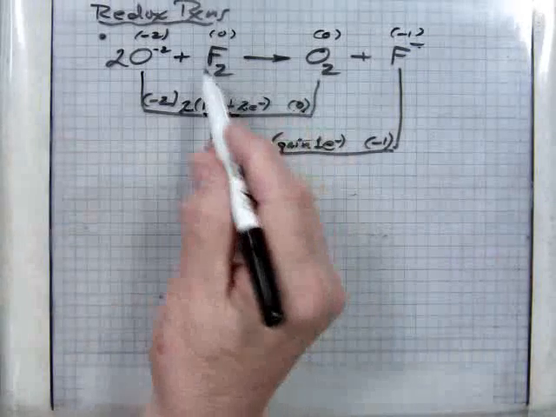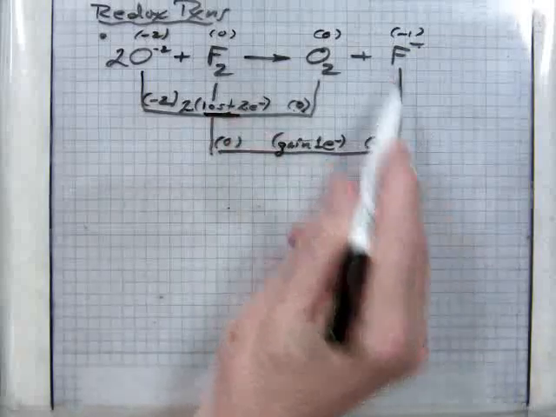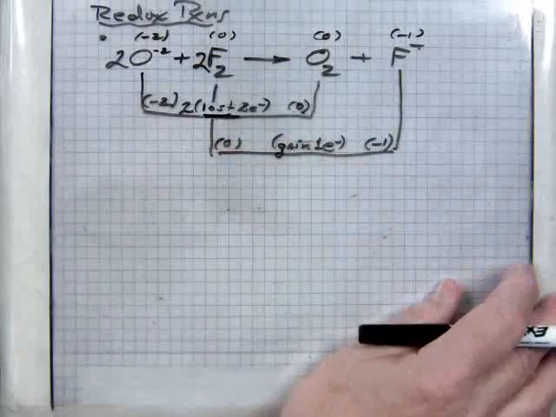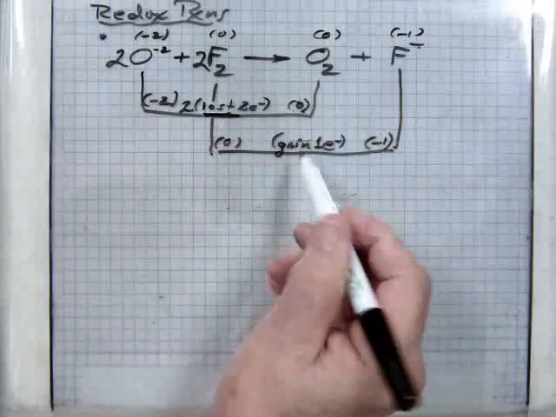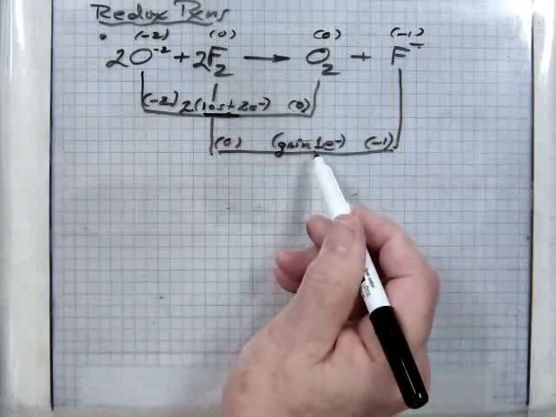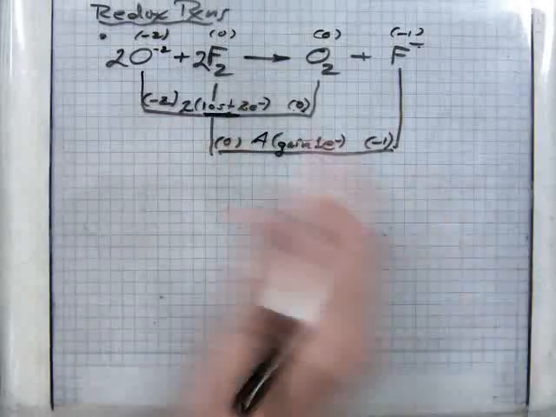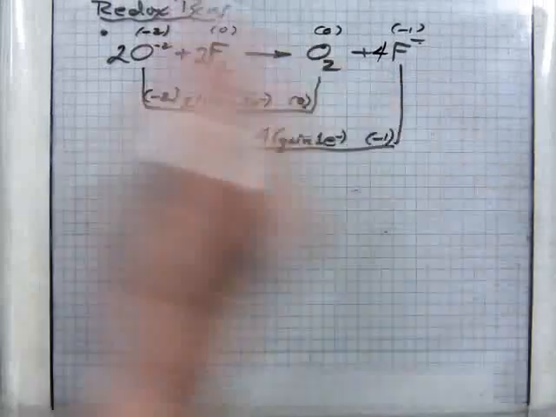So now we look at fluoride. One fluoride will gain an electron, but I have to have 2 over here. I have to have enough fluorides over here to gain all 4 electrons. See, one fluoride will gain 1 electron. So I have to have 4 fluorides gaining 1 electron, and I'll have a 4 over here.